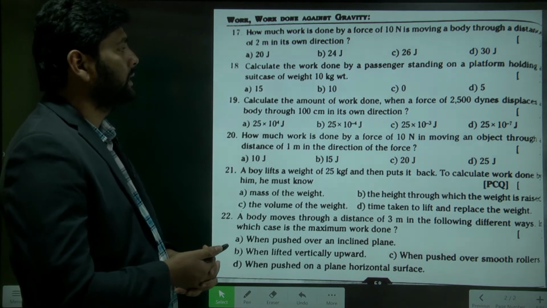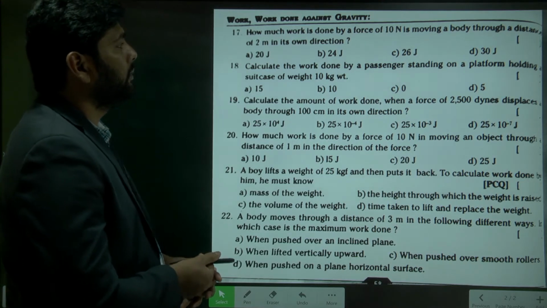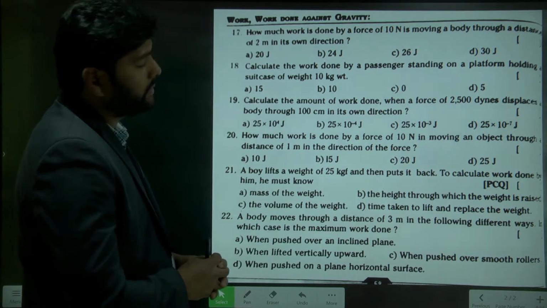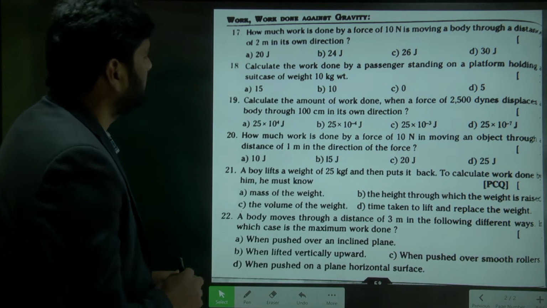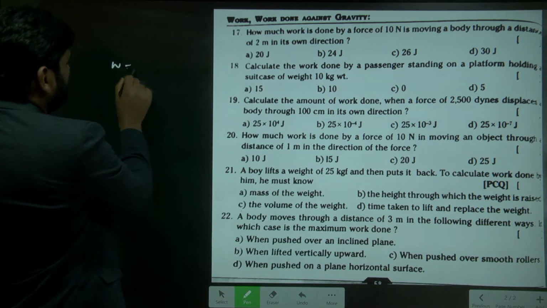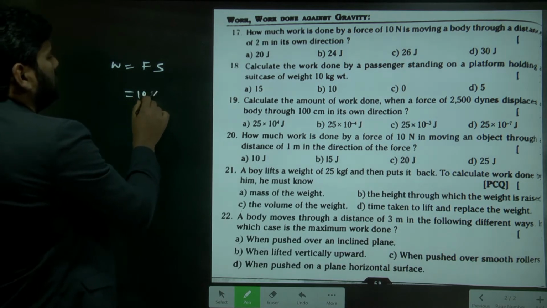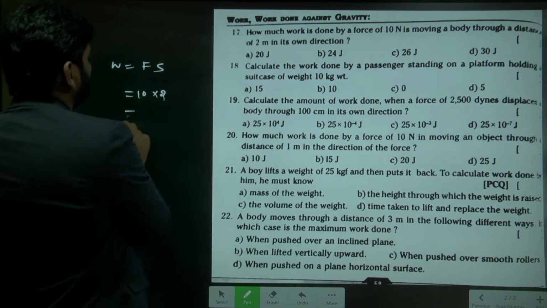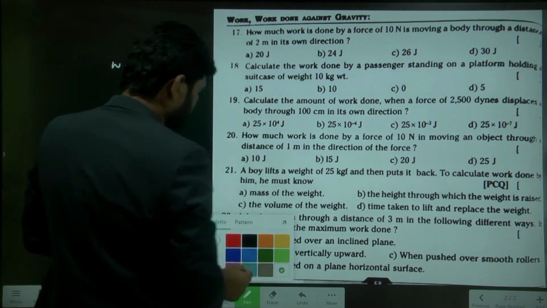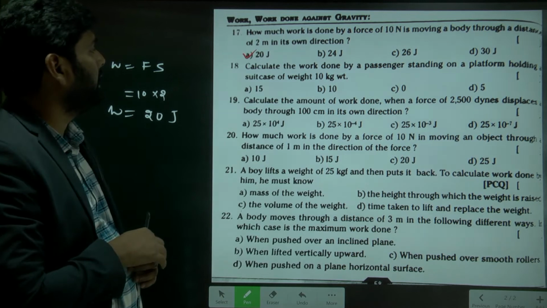How much work is done by a force of 10 Newton moving a body through a distance of 2 meters? Tell me. 20 joules. How? What is the formula? Force times displacement. Work done is equal to F into S. What is F here? 10 Newton. What is the displacement? 2 meters. Totally 20 joules is the work done. So which option is correct? Option A is correct.